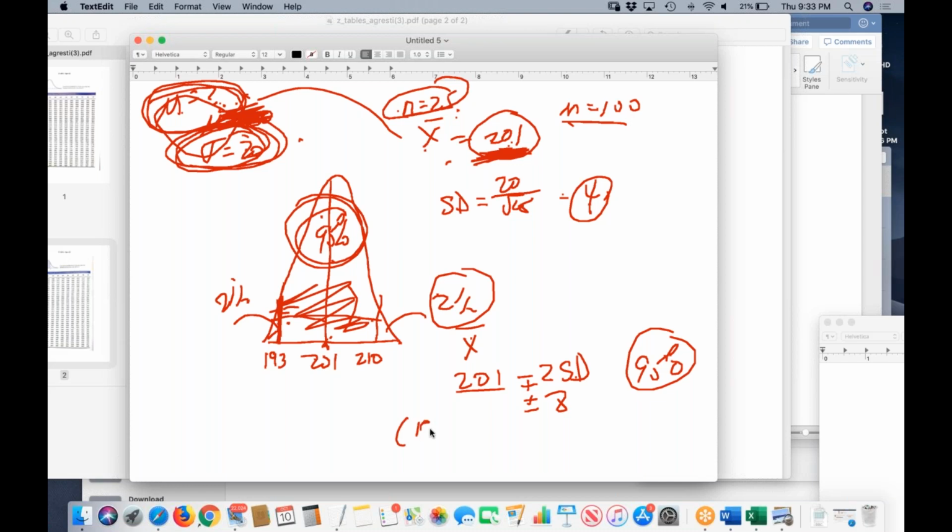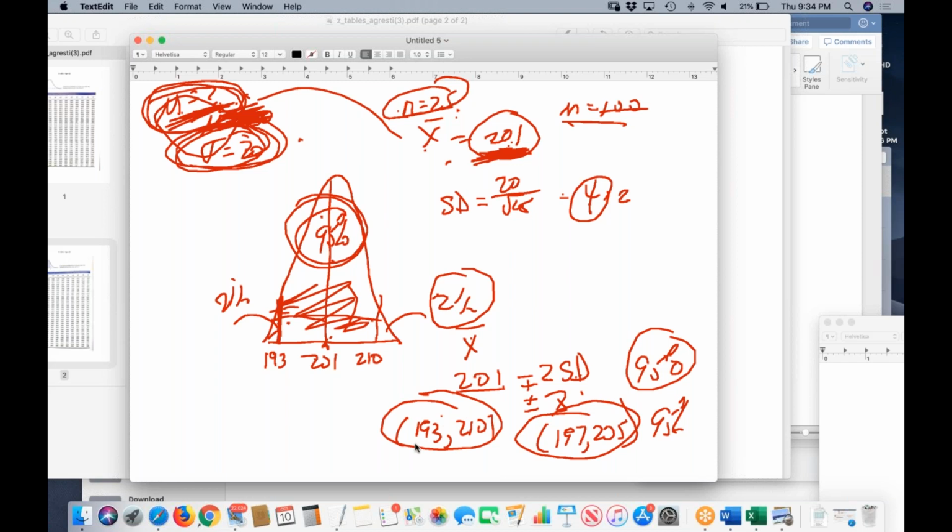So 2 standard deviations, if the sample size is 25, is plus or minus 8. That's 193 to 209. If I increase my sample size to 100, the standard deviation becomes 2, and 2 times 2 is 4. So that would be 197 to 205, and I'm still 95% sure. See, as I increase the sample size, the range within which I'm 95% sure the true population mean exists gets narrower. Anybody know what would be a good name for this interval here?